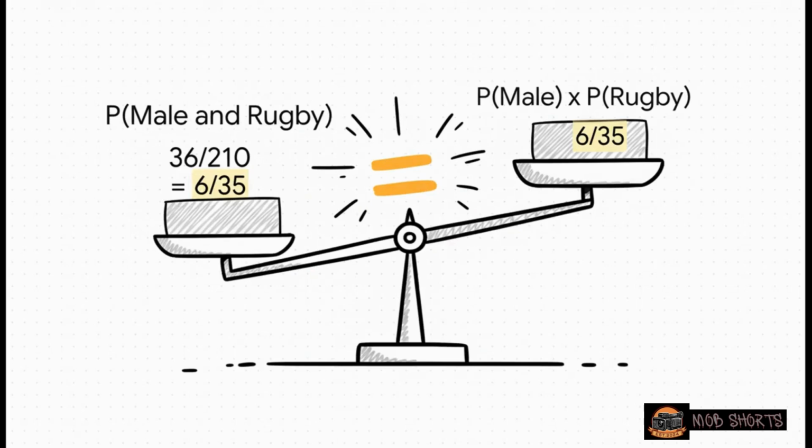And here we go, the moment of truth. Let's compare the two numbers we calculated. When you simplify them, look at that! They're identical. Both sides equal 6/35. They match. So what does that mean? It means for this group of people, the two events are statistically independent. There's no hidden connection between gender and sport preference here.